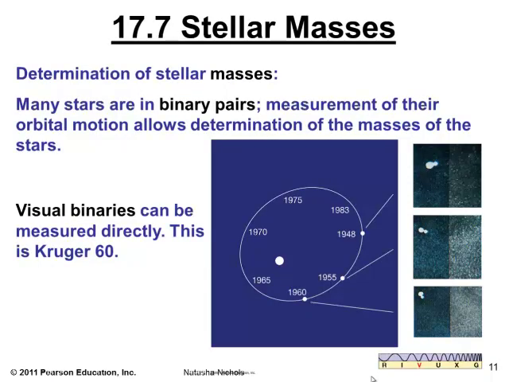Which brings me to stellar masses. So we have an idea of figuring out how far away the stars are. Another good question would be, okay, how massive are they? Are they bigger or smaller than our Sun?